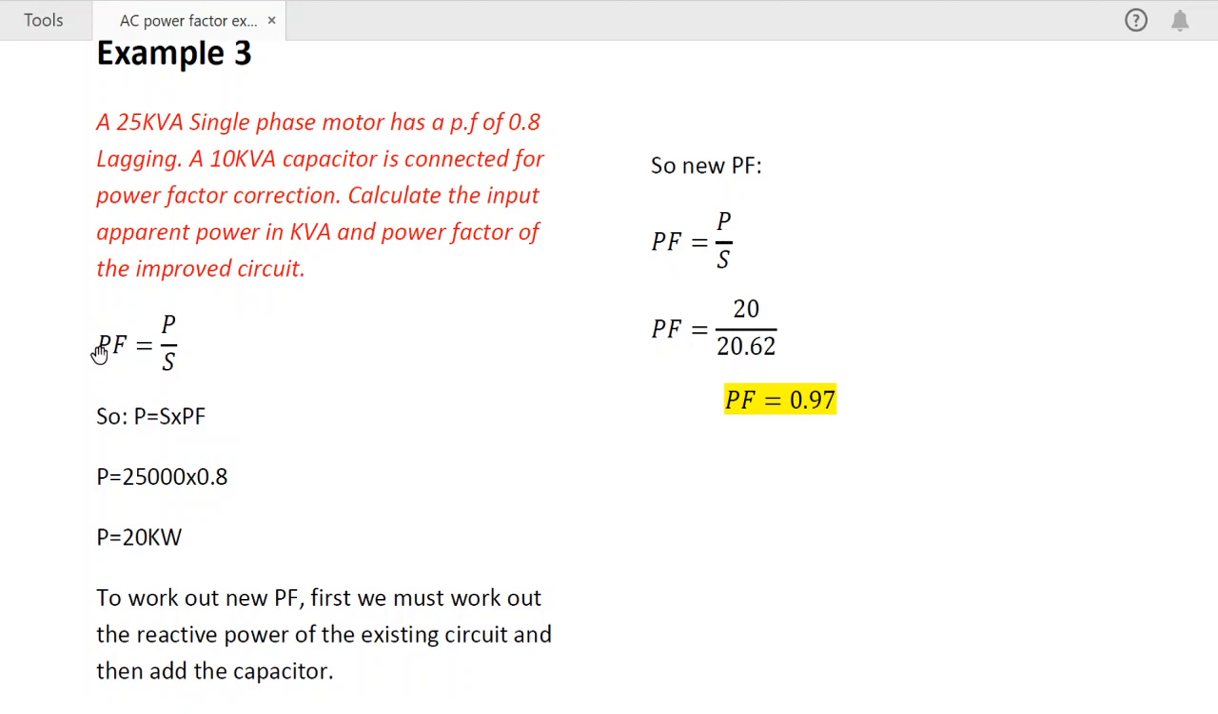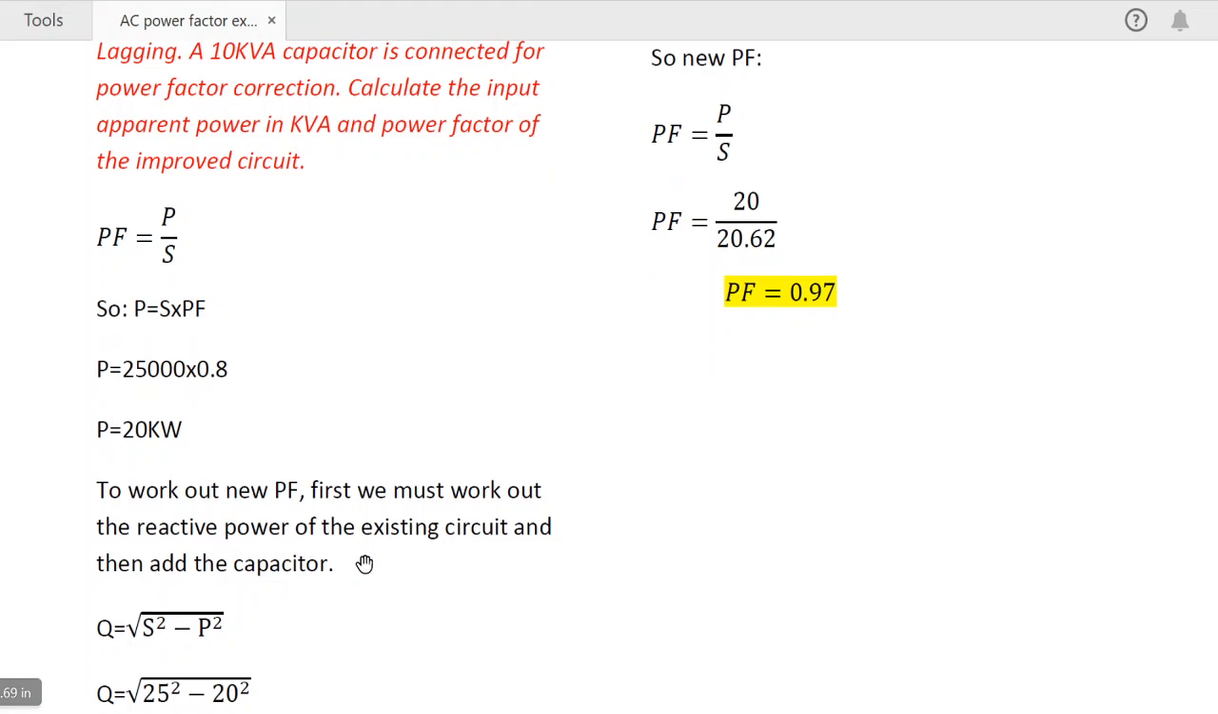Now we know our formula for power factor is P over S, true power over apparent power, and therefore if I rearrange that formula for P, it's going to be P equals S times power factor. We know what our S is, that's 25 kVA, it says it up here. So that's 25,000, and we know what our power factor is, 25,000 times 0.8. So our true power is 20 kilowatts.